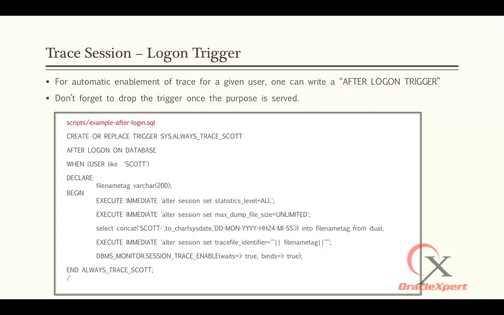So what I have just done, I have obtained a file name tag by concatenating the name of the user, Scott, with the current date and time. So my trace file names get the date as well as Scott as identifier.